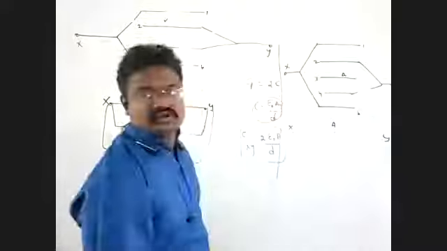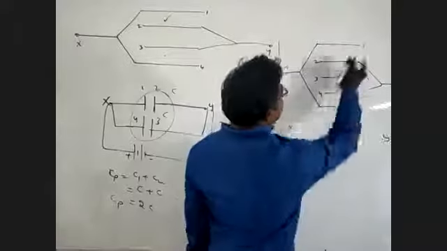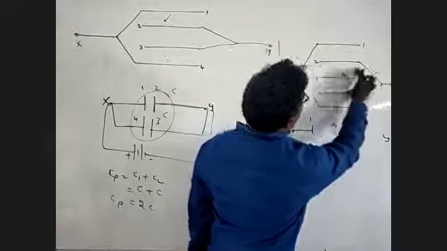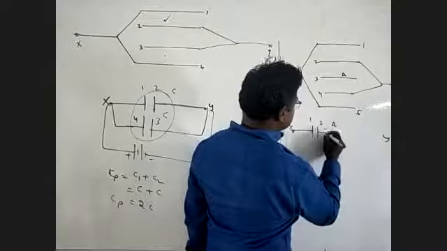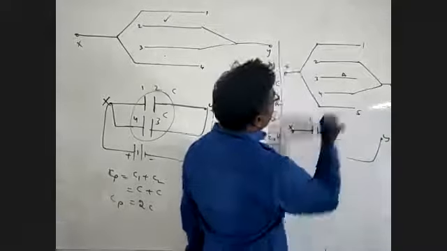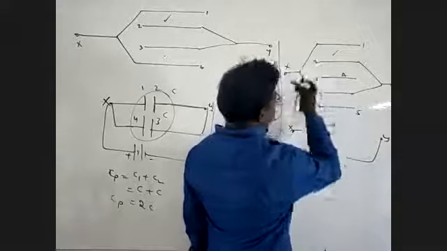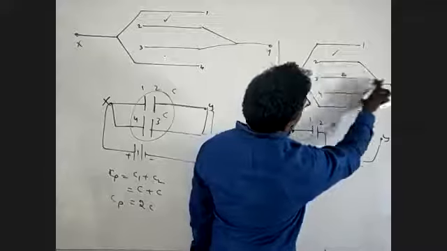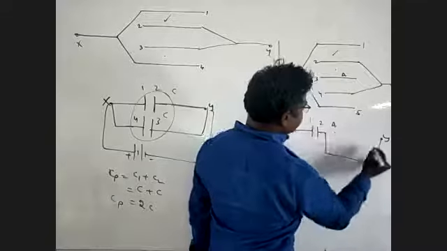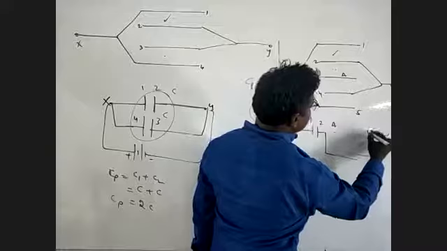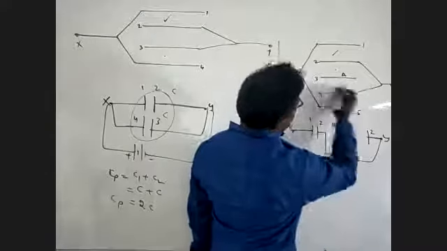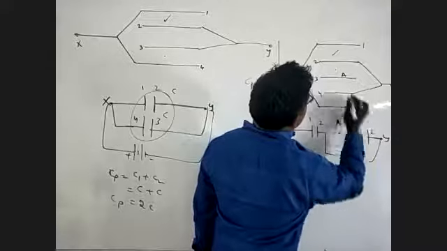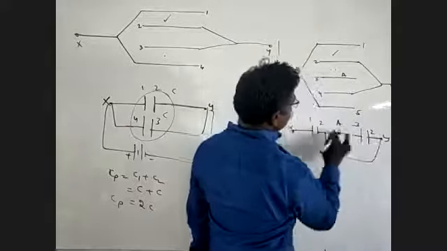I'm checking. A lies in between X and Y. First plate is connected to X. Second plate is connected to Y. And this capacitor is done. First is connected to X, second is connected to Y. Next, at this place, 2 is connected to Y, and 3 is connected to A. This is the A point. The 3 plate is connected to A.